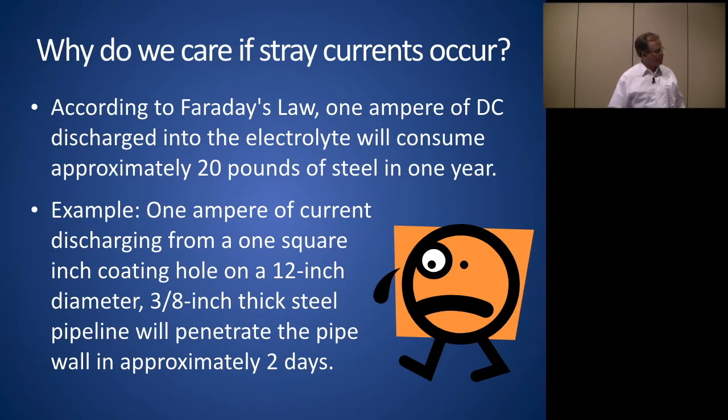Another reason why we care is because of Mr. Faraday. He tells us how much metal is going to get eaten up by the amount of current. Okay? 1 amp of current will consume approximately 20 pounds of steel in a year. That's a lot of steel. Okay? This is an example I used to show to the pipeline companies, or vice versa. When I was working for a pipeline company, I'd show it to the transit agency to say, this is why we care. You've got a 12-inch pipe with 3/8-inch thick steel. If it's discharging 1 amp of current, in 2 days it's going to have a hole in it. You've got to respond quickly if you've got a serious stray current problem. Okay, that's a pretty severe one, but it can happen, and it has happened.